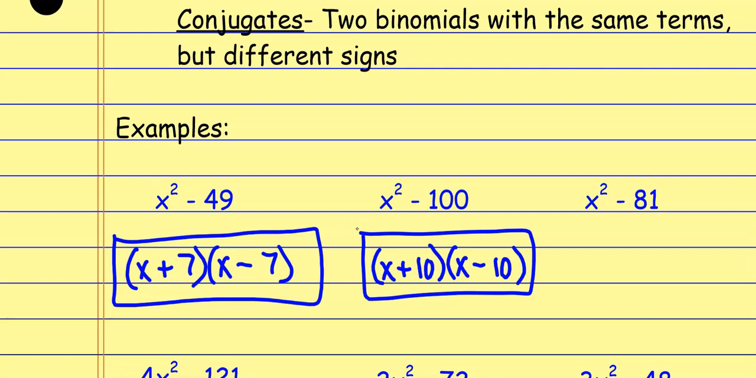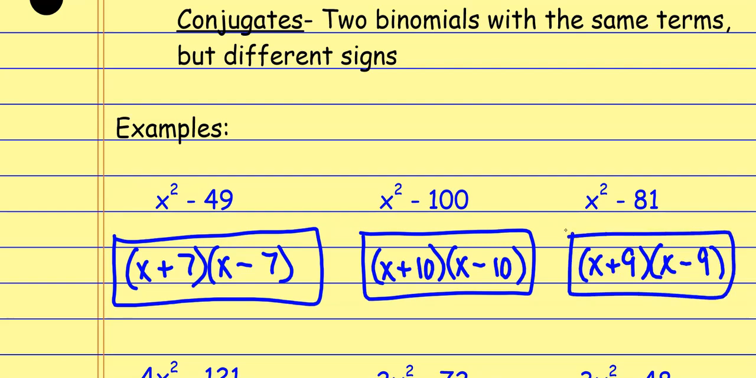X squared minus 81, those are perfect squares, and they're being subtracted, so it factors into conjugates. X times x. 81, the square root of that is a 9, so it's 9 times 9. One's a plus, one's a minus. It factors into conjugates. This is our shortcut.